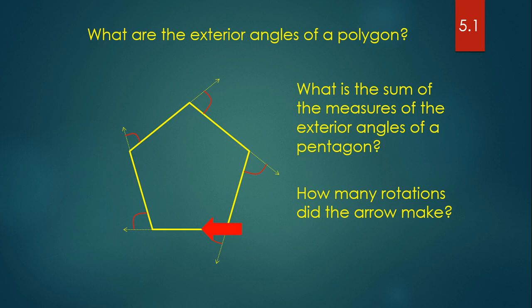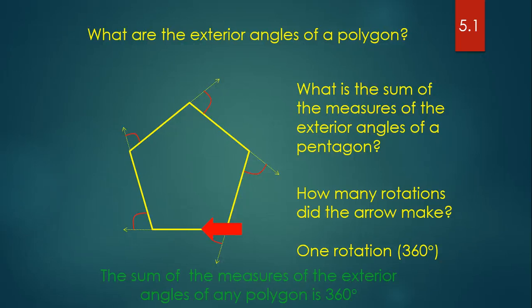Okay, so think about it. The arrow started in this position, and then it rotated around and ended in the same position, and it actually only made one rotation. So what's the sum of the exterior angles of the polygon? Well, it would be 360 degrees. And as it turns out, it doesn't matter how many sides a polygon has. The sum of the measures of the exterior angles in any polygon will be 360 degrees for exactly the reason we saw here. If we would walk around the exterior of the polygon, we would make one rotation to get back to the beginning.